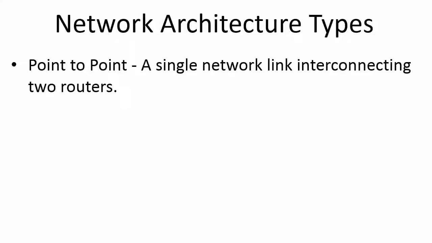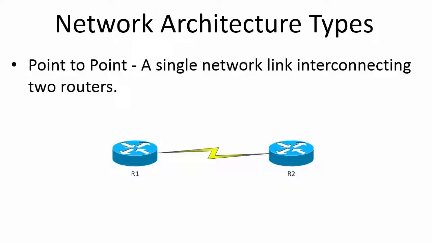So it's a good time to begin discussing network architecture types. The first network architecture type is point-to-point. Now this is rather self-explanatory. As you can see, we have two network devices connected by a single network link. The typical point-to-point connection is a serial link.